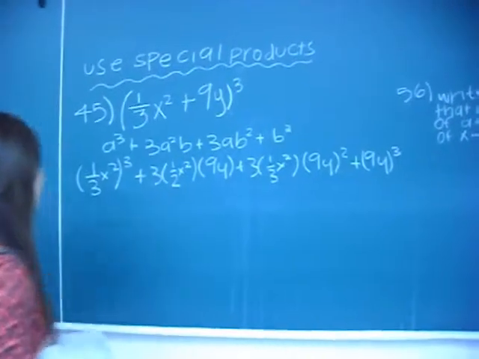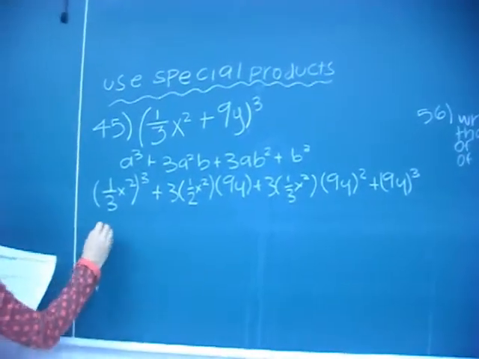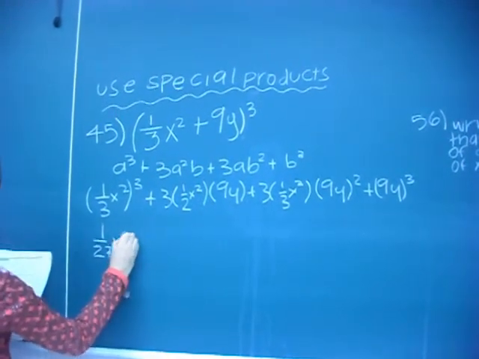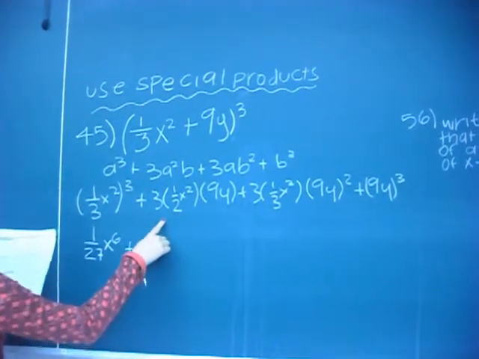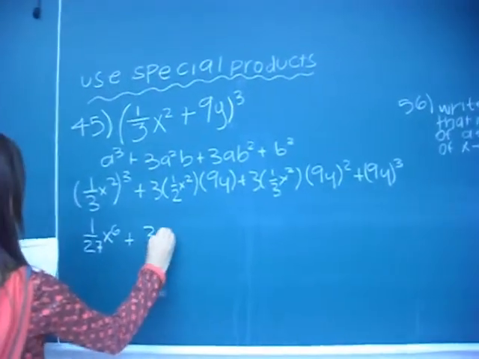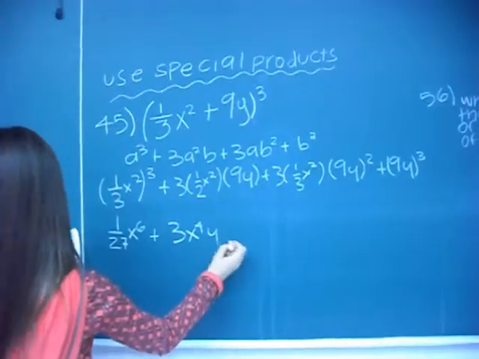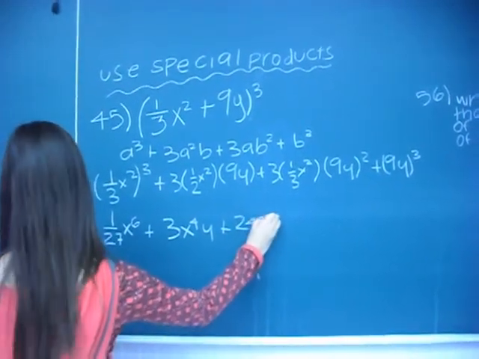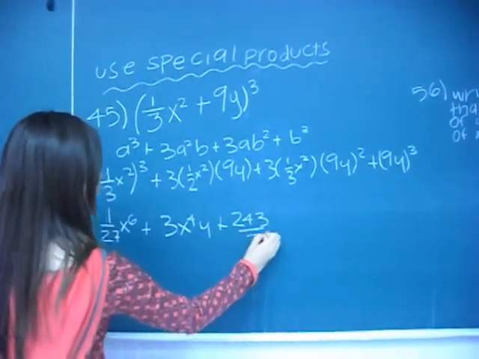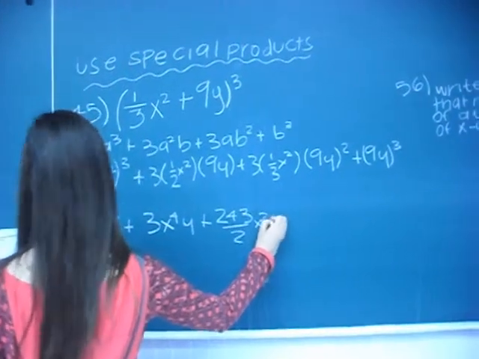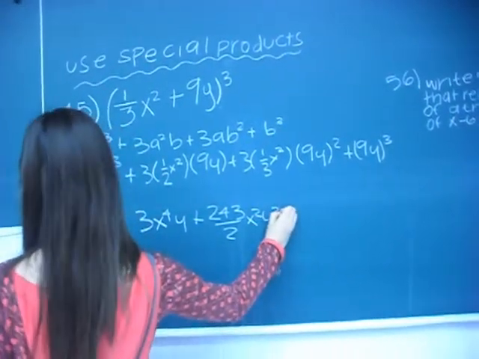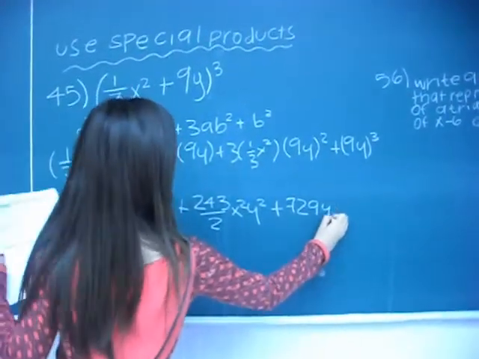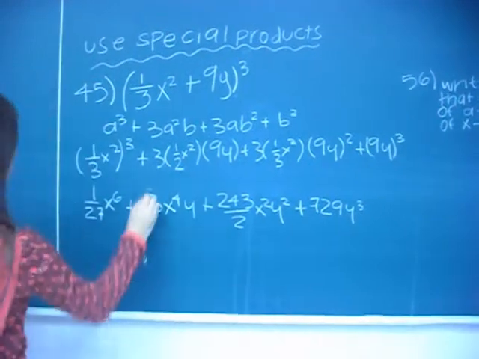cubed. And then you solve it, and a gives you 1 over 27 x to the 6th power, and this one gives you 3x to the 4th power times y plus 243 over 2 x squared y squared plus 729 y, and this is your answer.